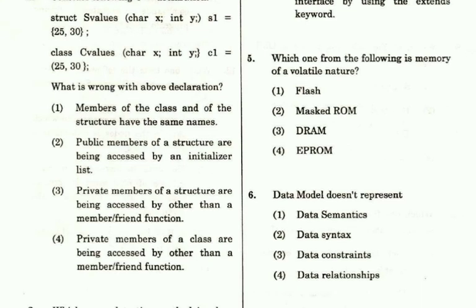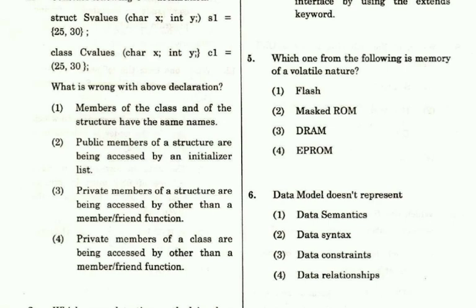Next. Which one from the following is memory of a volatile nature? What is meant by volatile? Volatile means a memory can retain the data until the power is on. If you switch off the power, then the data will get erased. That is volatile. So we have two types of memory, volatile and non-volatile.